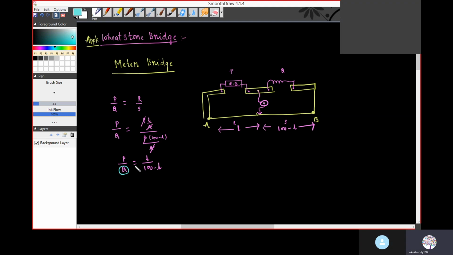From this we can calculate the unknown resistance Q, because P is the known resistance. The length L we will read from here because there is a scale here. Then 100 minus L we calculate, substitute, and you get the Q value. This is the meter bridge.